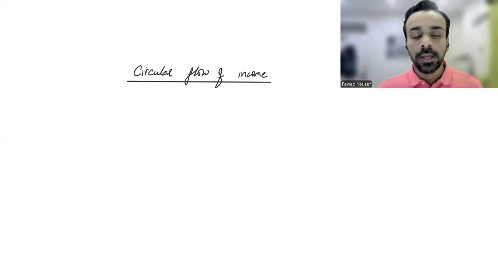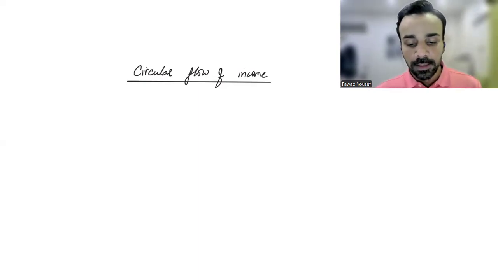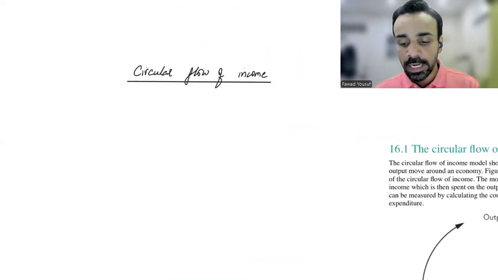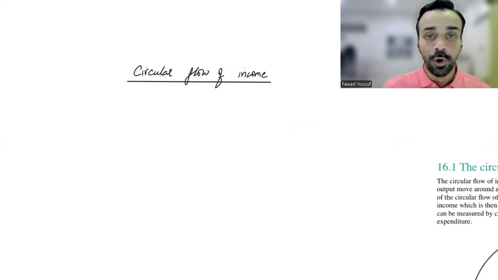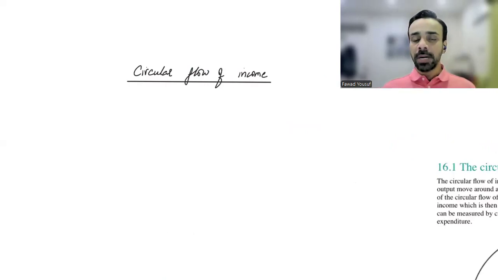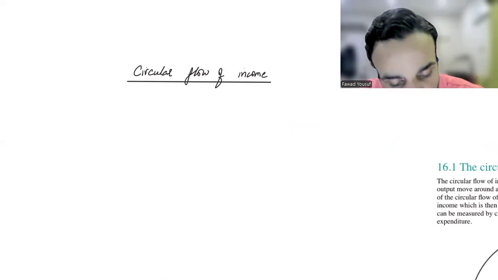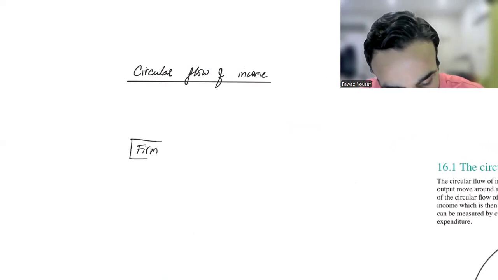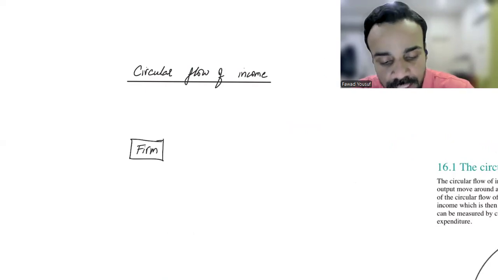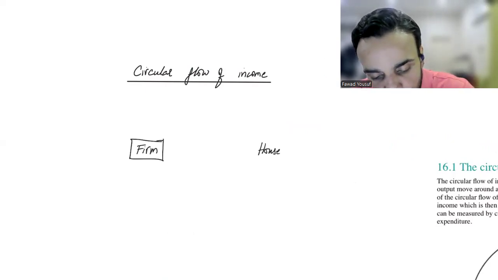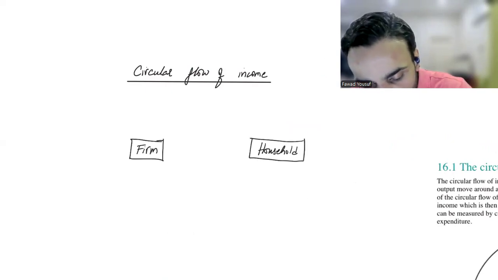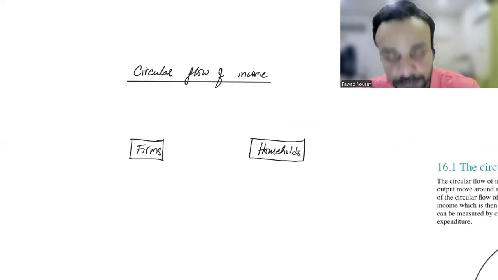You have government, which is also there, and you have foreigners who are also interested in buying your product. ठीक है? तो मैं जो सिंपल सा बनाता हूं, I make this one, जो आपको बनाना भी था वो यही बनाना था बस. Firms, households. Firm represents the producers and households represents the consumers.